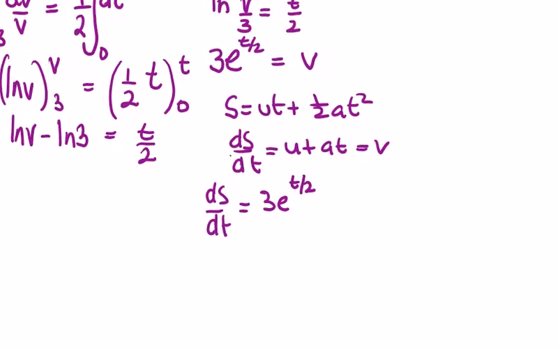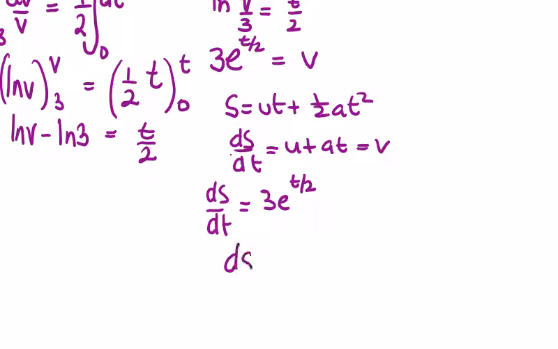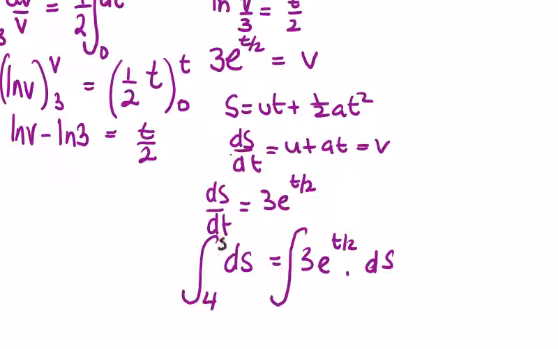So if we cross multiply by dt, we can find distance travelled. ds is going to be equal to 3e to the power of t over 2 dt. If we integrate these, and that's the distance travelled between the 4th and the 5th second, so we put them in the correct place, the 4th and the 5th second, then we're going to get the distance travelled.